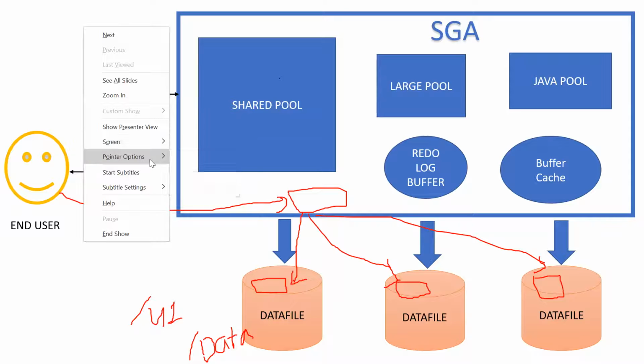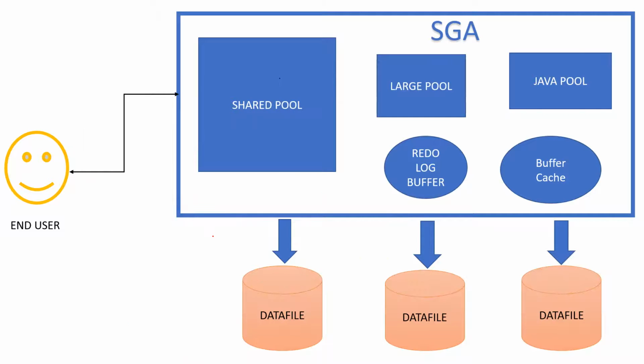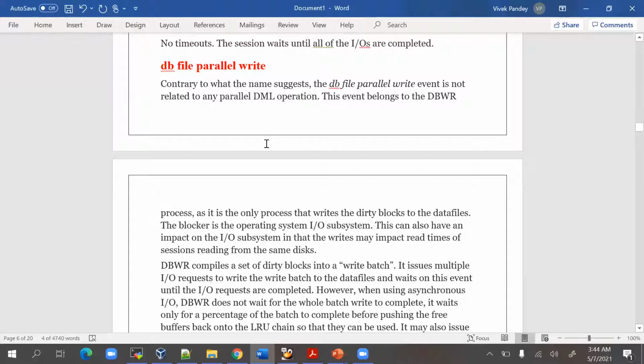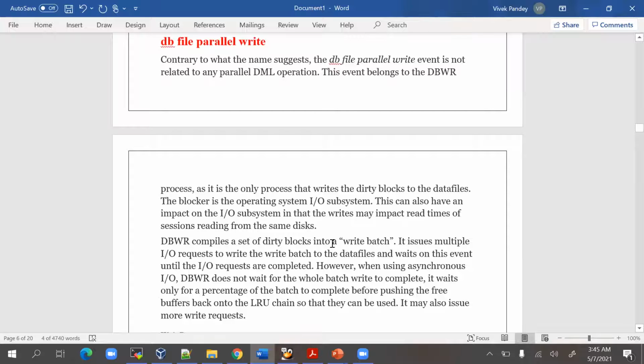This is what it's saying. A DB file parallel write wait could be because the blocker is the operating system or IO system. This also has an impact on the IO system. The write may impact the read time of sessions reading from the same disk. So a database writer compiles a set of dirty blocks into a write batch, and it issues multiple IO requests to write the write batch to the data file.